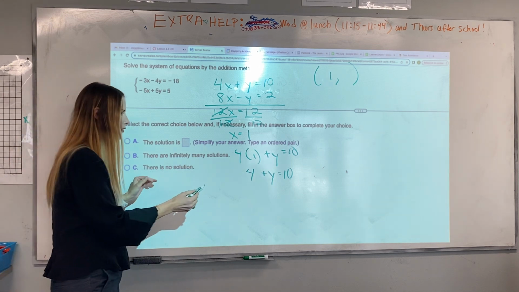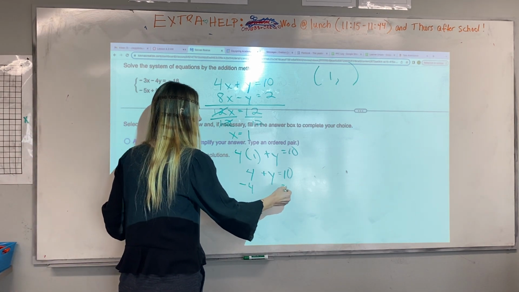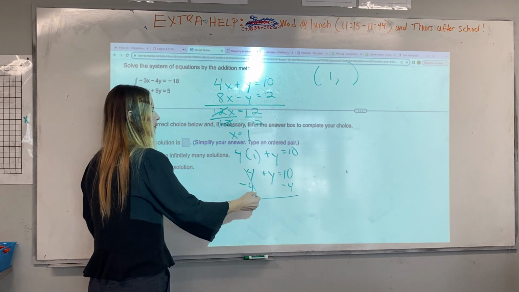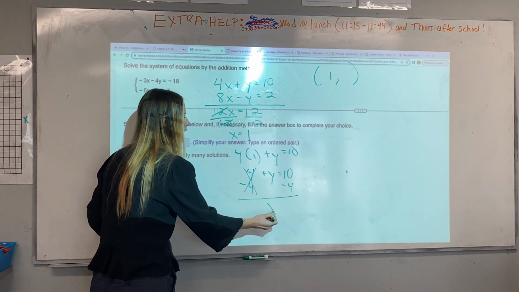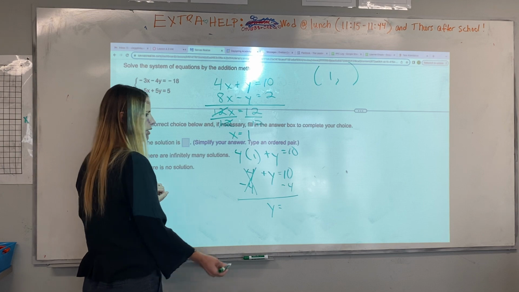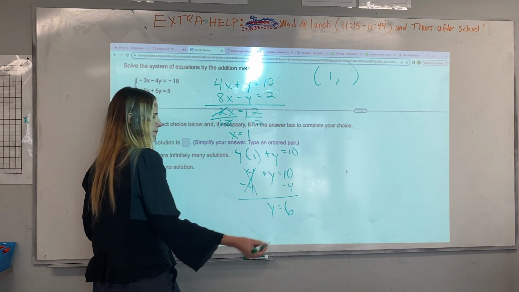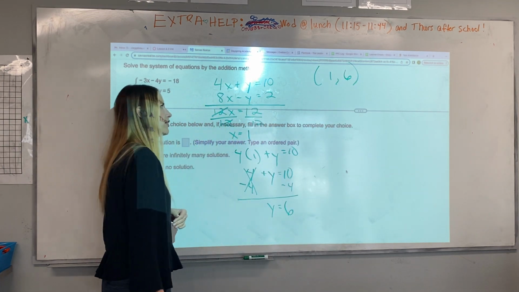Subtract 4 from both sides. 4 minus 4 is 0. Then we have y equals 10 minus 4, which is 6. Now we have our y value.